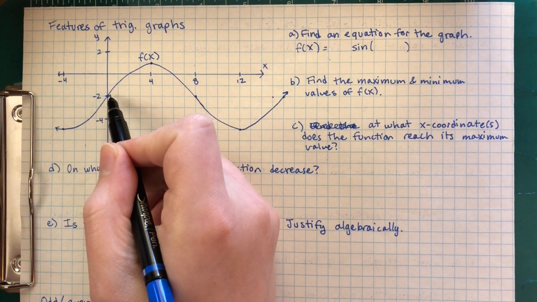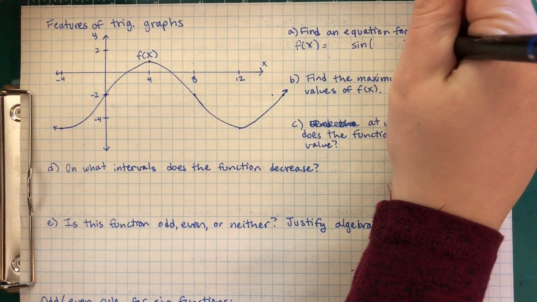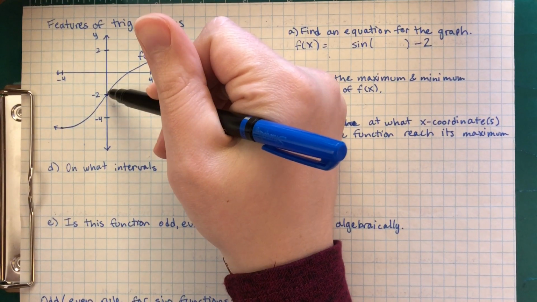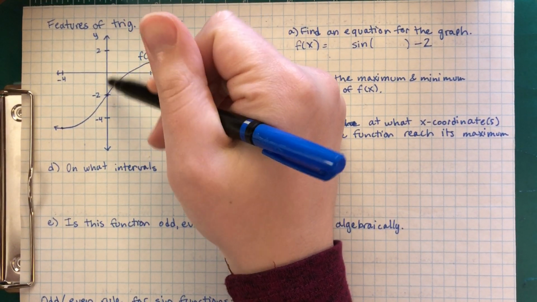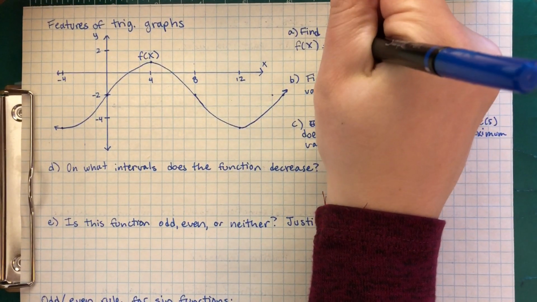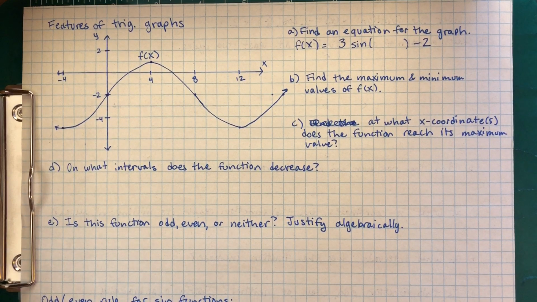That middle number is -2. So that means that that number on the end is -2. I can write plus -2 or just -2. And I also see that the graph goes 3 above that middle value and 3 below that middle value. That means that the amplitude is 3.